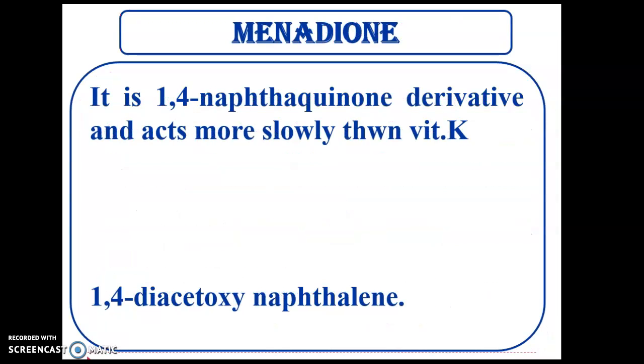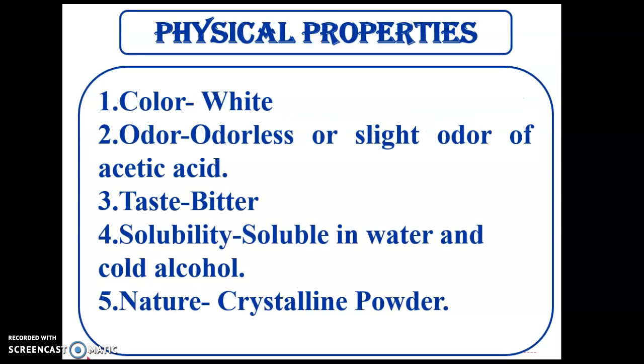Then we start with the second drug, that is menadione. It is a 1,4-naphthoquinone derivative and acts more slowly than vitamin K. It is chemically 1,4-diacetoxynaphthalene. These are the physical properties.